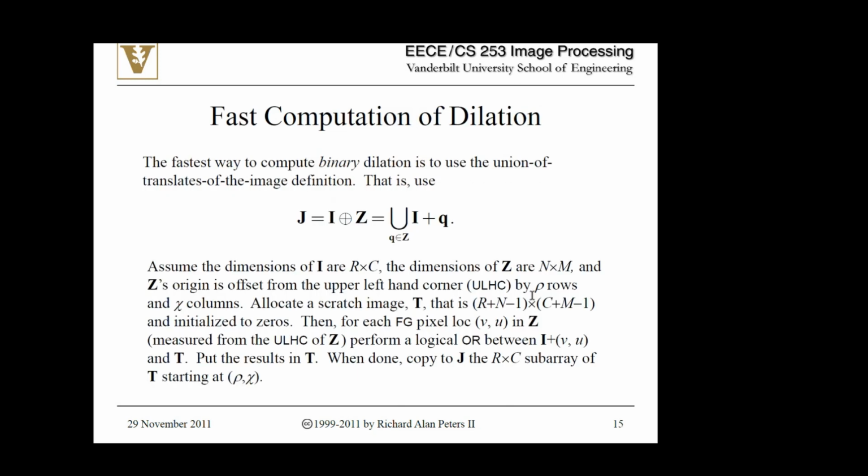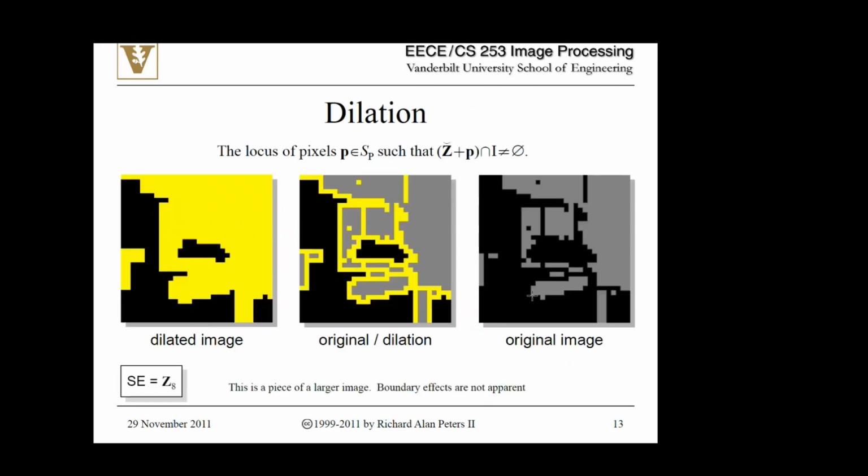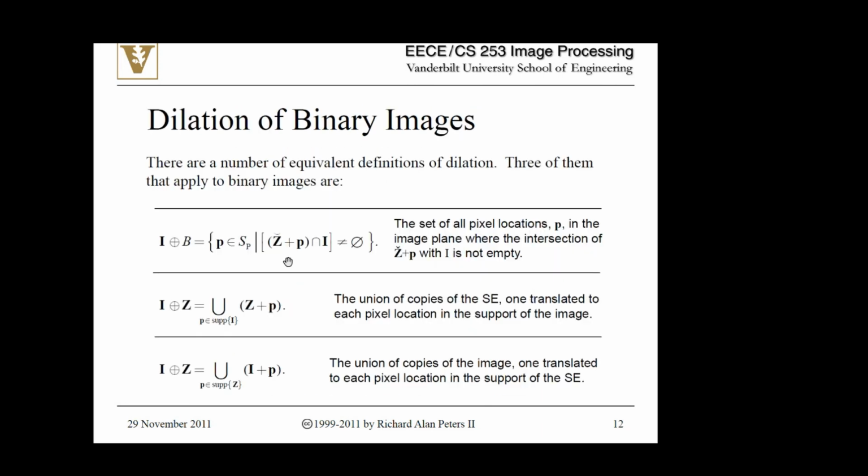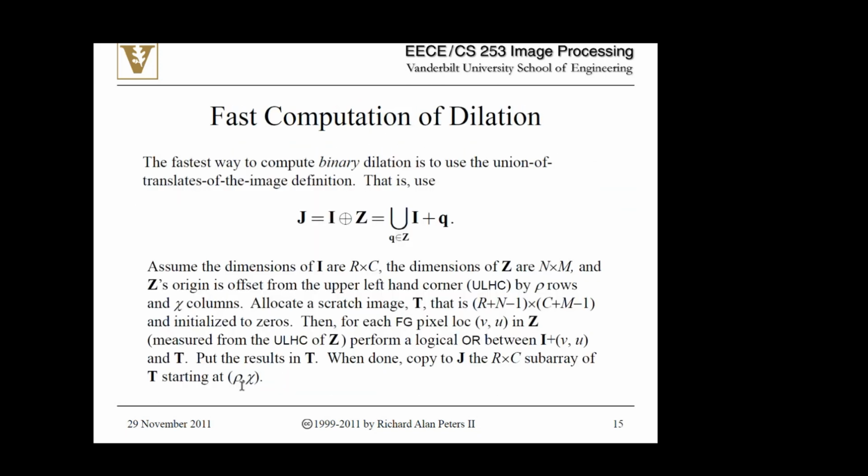And so of these two formulas, this one is faster to compute because typically the kernel is very small. So you simply have to move the image a few times and then compute the union of all those shifted copies. This one is faster.